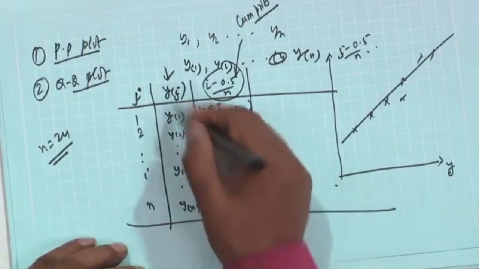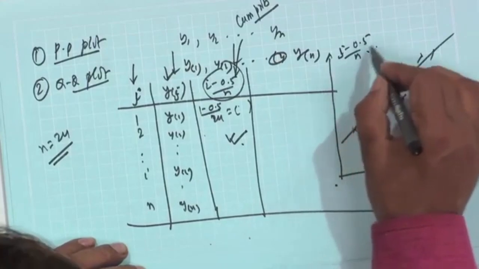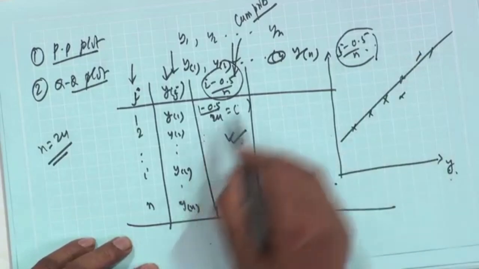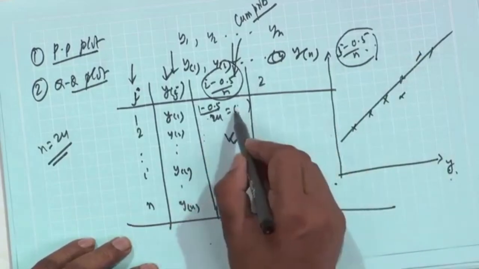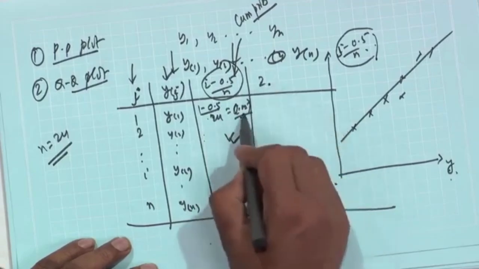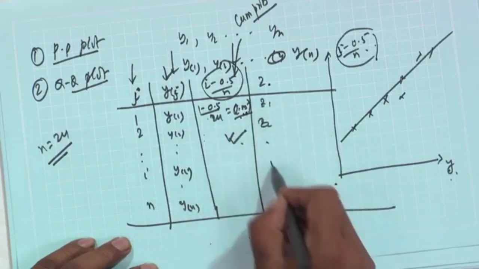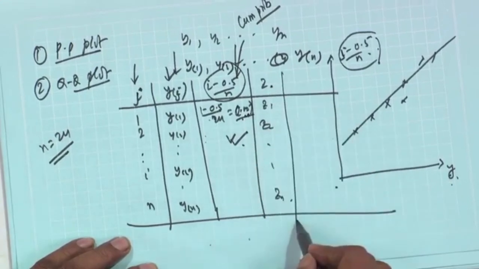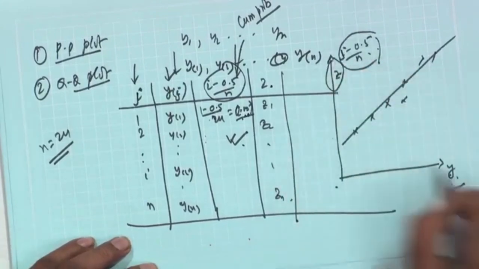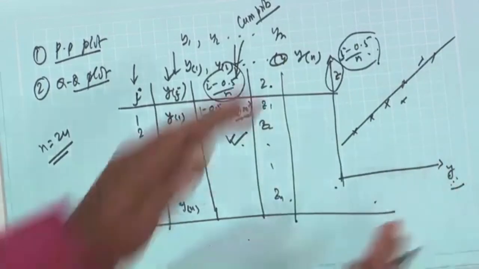This is one. What is a QQ plot? In a QQ plot, you do all those things, the first one and these three. So, instead of plotting y versus the cumulative probability, you find the z value. Suppose this is 0.005, then what is the z value corresponding to this probability? Suppose it is z1, then z2, and like this zn. So, you basically plot z versus y.